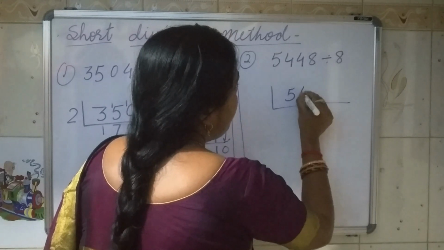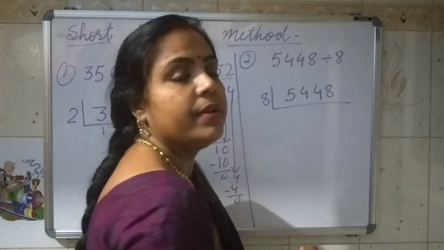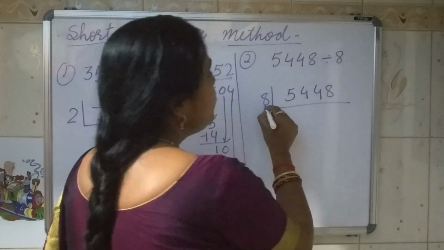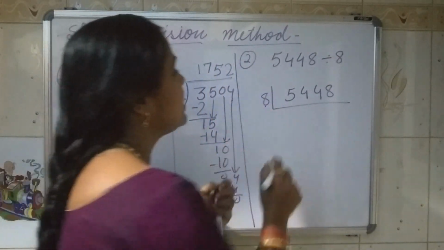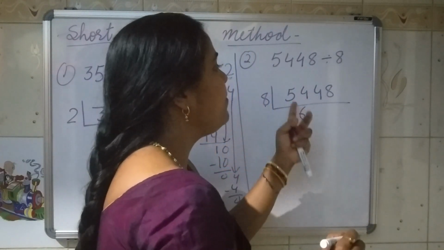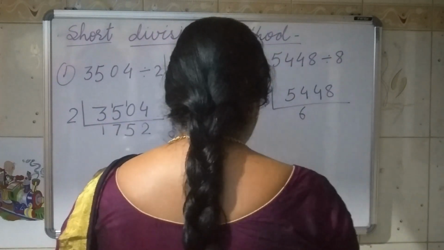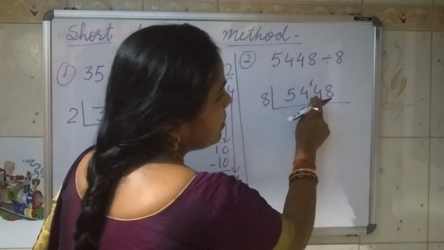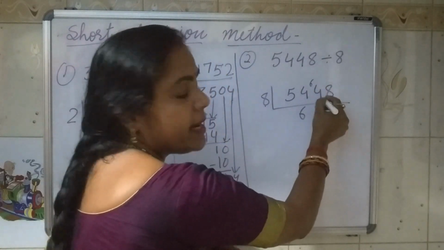5448 divided by 8. Now you know the table of 8. So how many times will it go? 6 times. 8 6s are 48. 54 minus 48, it will be 6. 6 will come here above this. 64. Now 8 8s are 64. 64 minus 64 is 0.